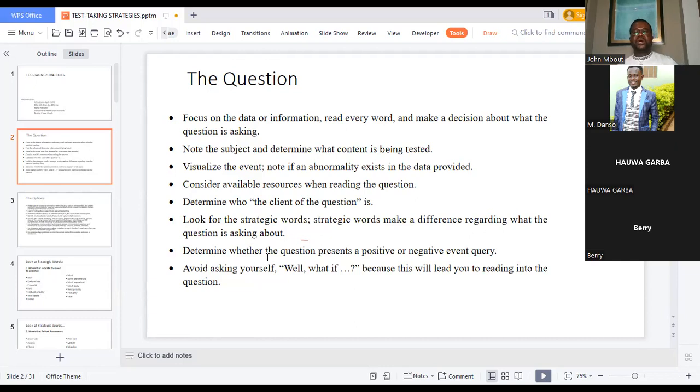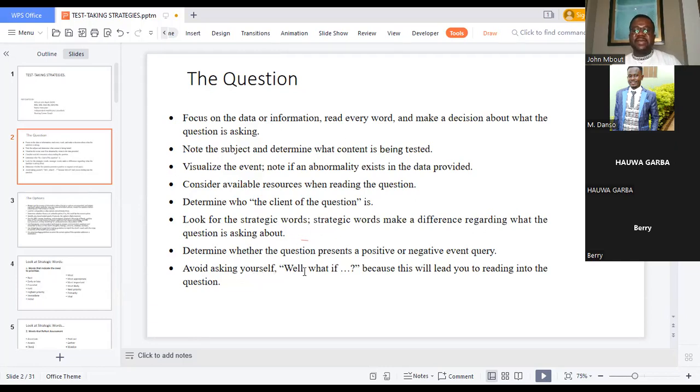Now, when you read a question, you look at the strategic words. There are words in the question. What is the first thing to do? What is the initial thing to do? What is the most? Words like this. These are strategic words which are very important when you read a question.